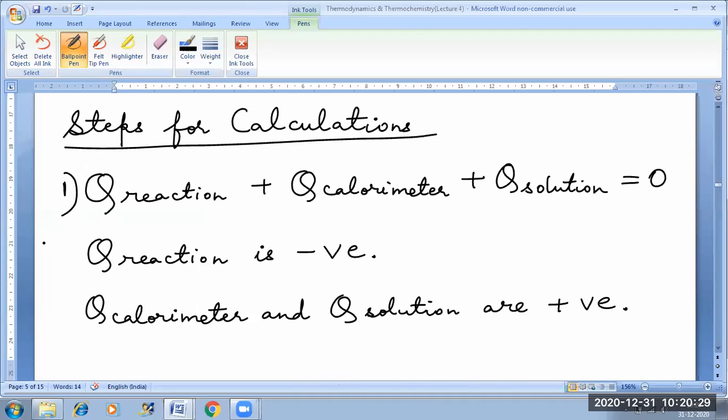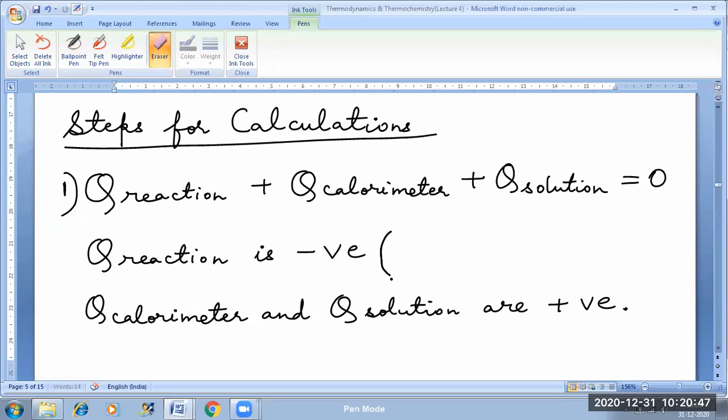Q reaction plus Q calorimeter plus Q solution is equal to 0. This is the equation that you have to use for solving a question, which is based on calorimeter. Now Q reaction will be negative because it's combustion. So I'll write here Q reaction is negative.